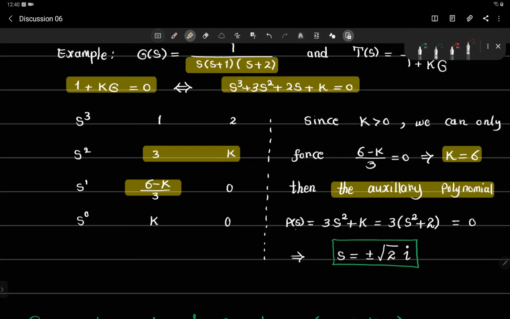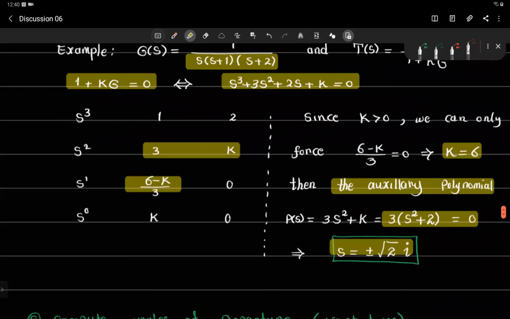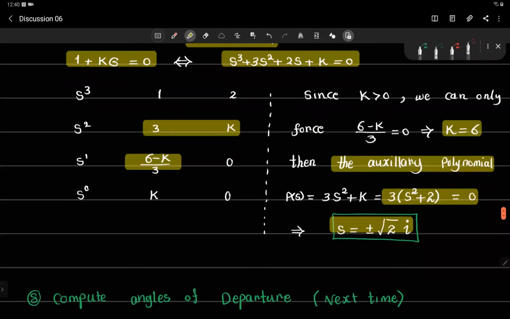And so p of s is equal to 3s squared plus k, which in this case will be 6. Then we take 3 as a common factor, and we get s squared plus 2. When we equate this to 0, this means that s will be given by plus or minus square root 2 i, which means that the root locus will cross the imaginary axis at these two points, at positive square root 2 i and negative square root 2 i.